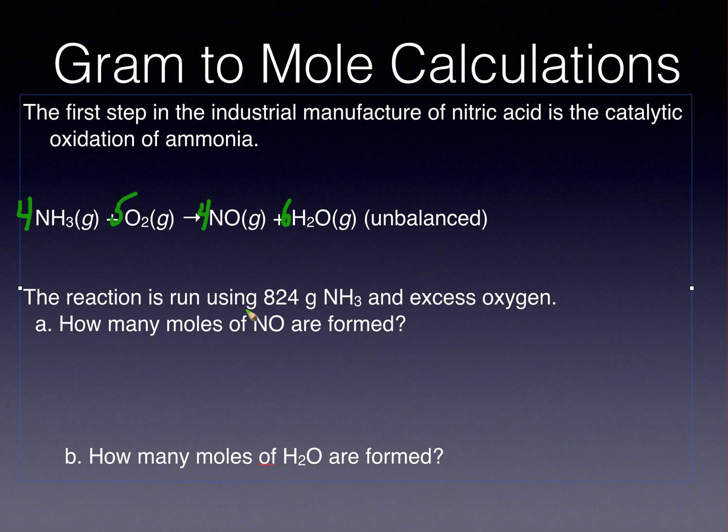Okay, so it says the reaction is run using 824 grams of NH3 and excess oxygen. How many moles of NO are formed? That's the first question. So we'll start with what we know, 824 grams of NH3. We need to change those to moles to get to our easy pass station.